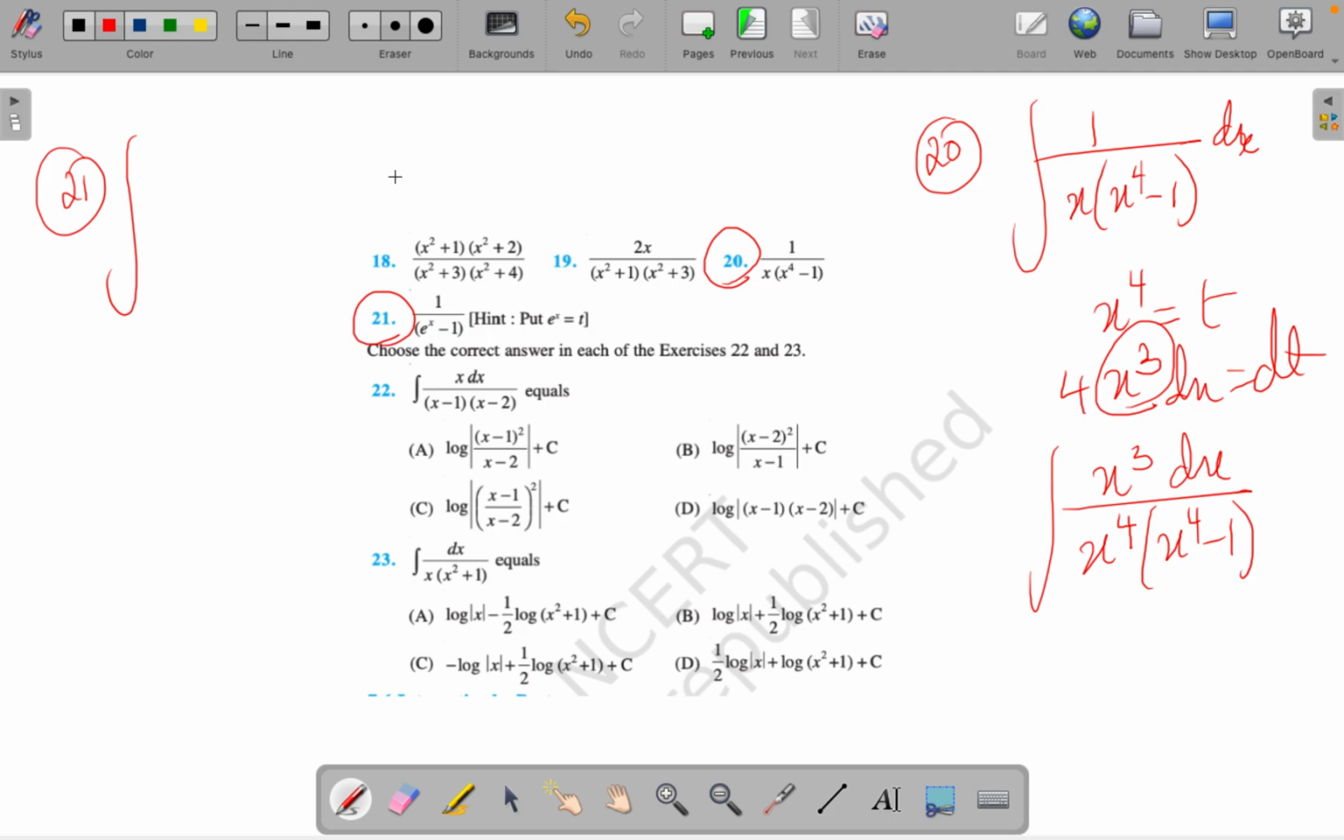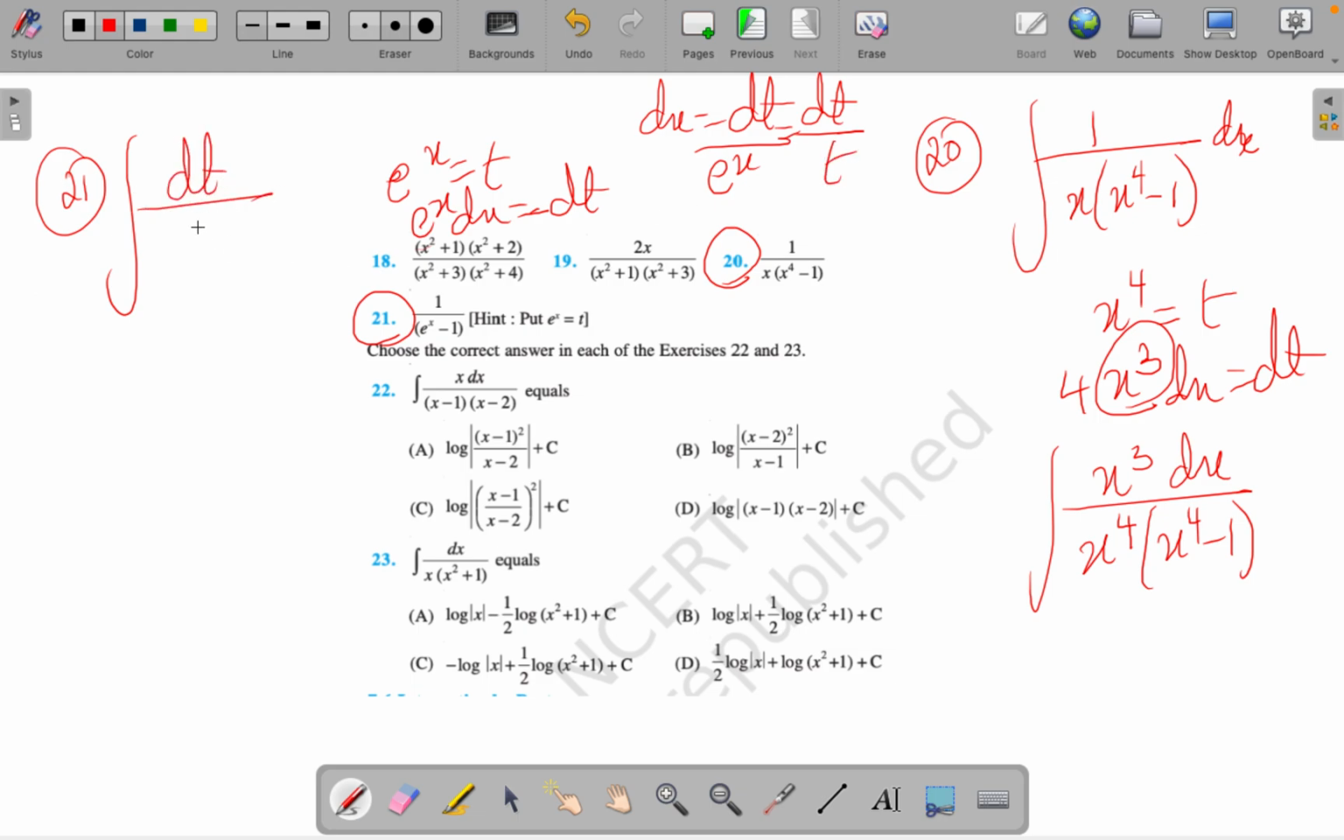Integration of, here though it is just a normal integration, right? You just have to put e to the power x as t. So e to the power x dx equal to dt, children. Now this e to the power x is not needed. So can I say dx is equal to dt upon e to the power x? Now, e to the power x is also there in the denominator. Can I use it as t? So this is dt upon t into t minus 1.